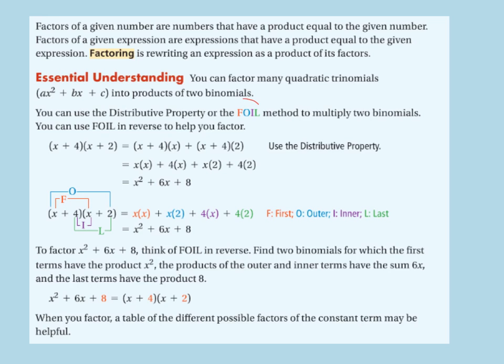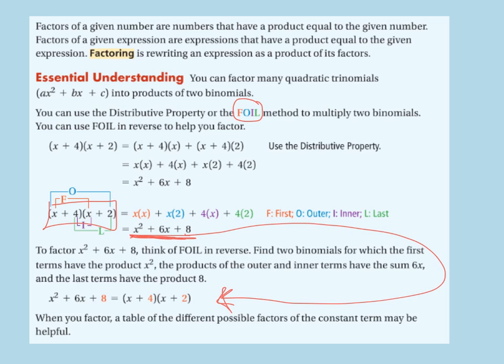So if we look at our foiling, when we do first, outside, inside, last, this is what we start with right here. And then we get this as an answer. When we're factoring, we want to get back to the original. So whenever you're factoring, you're looking for two numbers that always multiply to get your C value of your standard form and add together to get your B value of your standard form.